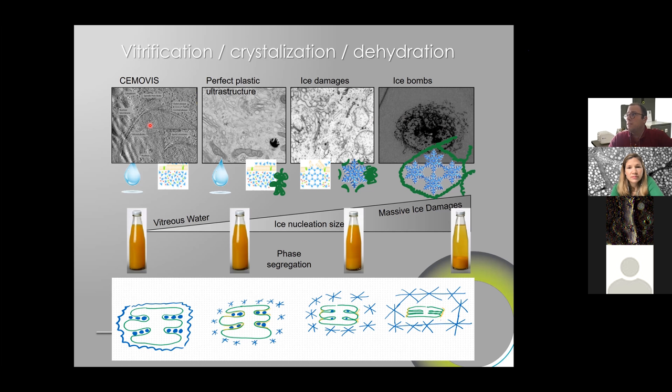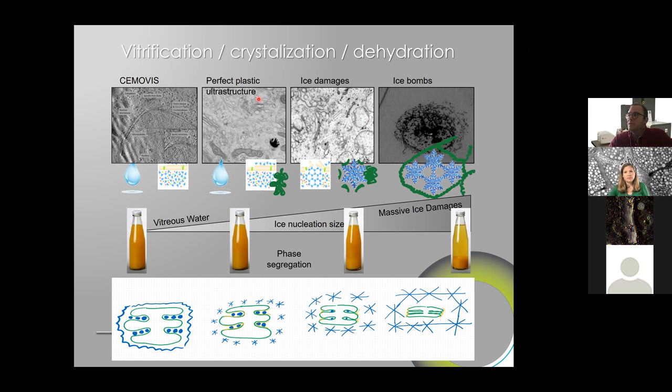which gives us this kind of gradient of quality of images, where we have here the best imaging we could do. And then we have what I would call a perfect plastic ultrastructure. So basically the structure looks very close to what we're expecting, and things are looking smooth and round, and the gradient is rather homogeneous. So basically we have a homogeneous staining.